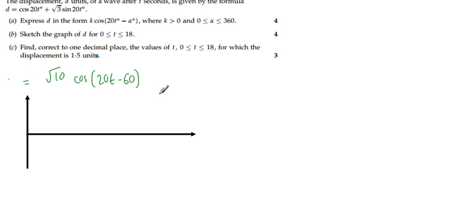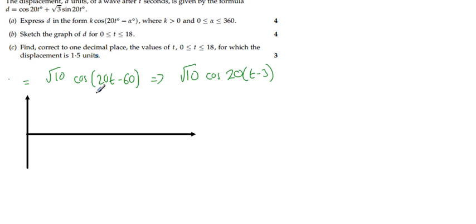Okay, so for part B, we're looking to sketch this graph. Firstly, we've got a cos graph. There's root 10 at the front with a 20t minus 60. Now, just for a wee bit of housekeeping, we're going to have root 10 cos, and actually what it is is 20t minus 3 with that common factor. So it's root 10 cos(20t minus 3).